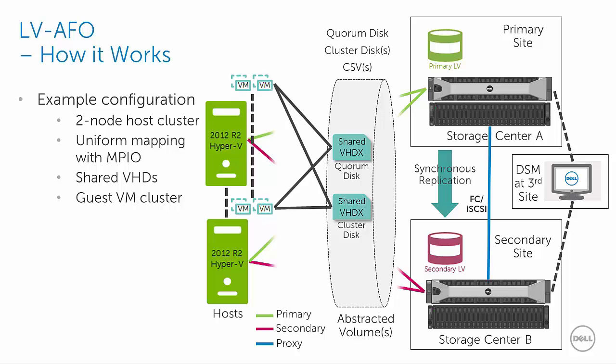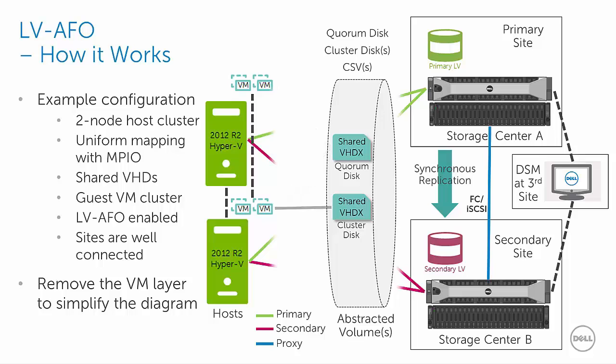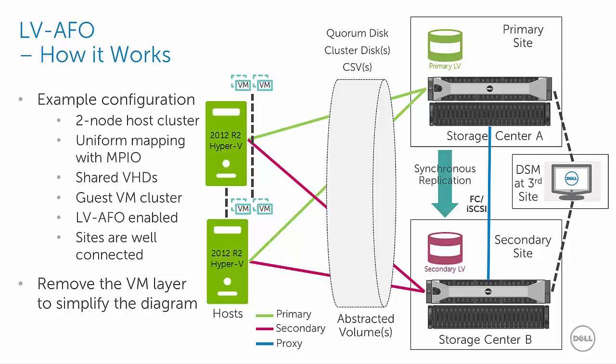We will also assume that Live Volume with Auto Failover is enabled for the abstracted volume, which is actually, in this case, a cluster shared volume for the 2-node physical cluster. This contains the shared VHDs for the guest VMs, and we will also assume that all other prerequisites have been met from a bandwidth, latency, and a design standpoint, including the presence of the DSM tiebreaker at a third site. Before going further, while these elements are still present and functioning, we'll remove the shared VHD layer just to simplify the diagram a little bit.